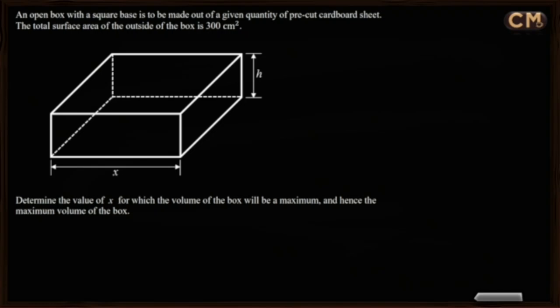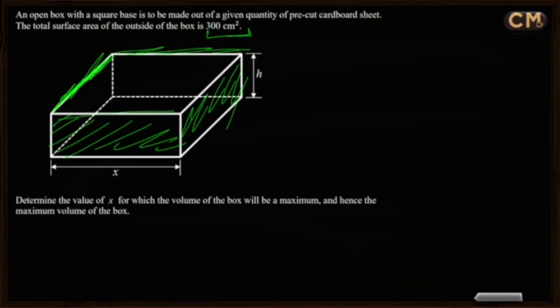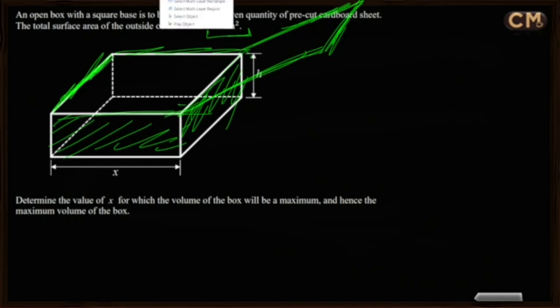An open box with a square base is made out of a given quantity of pre-cut cardboard sheet. The total surface area of the outside of the box is 300 centimeters squared. So over there we have surface, over there we have surface. What I want to get to is this top part, remember, is open. So we can sort of imagine that if it were to have a lid, that lid would fold away either this way or that way. Well, not that that's very terribly important right now, but it is something worth keeping in mind.